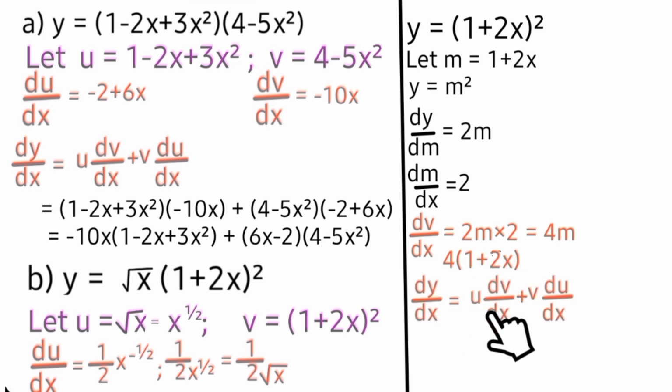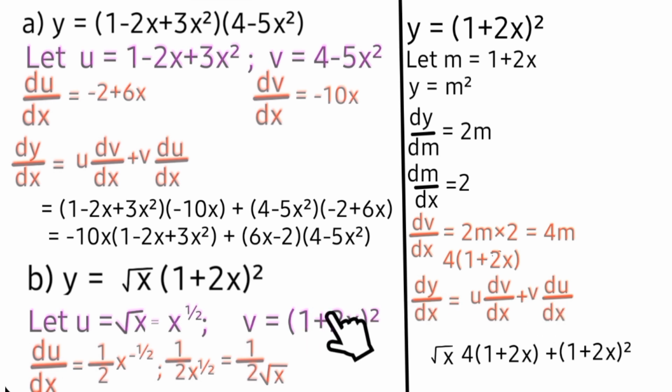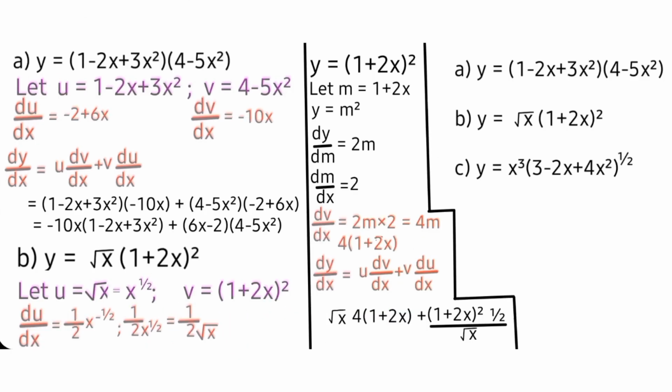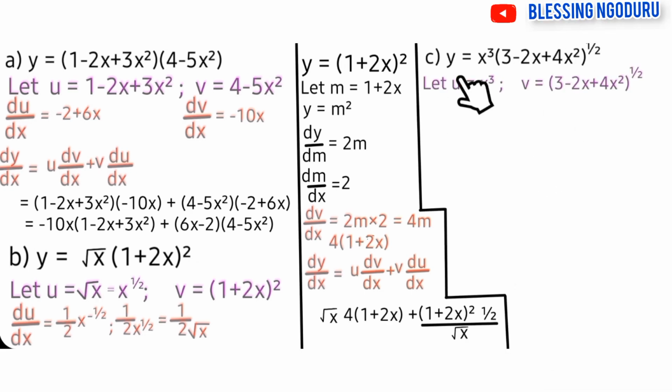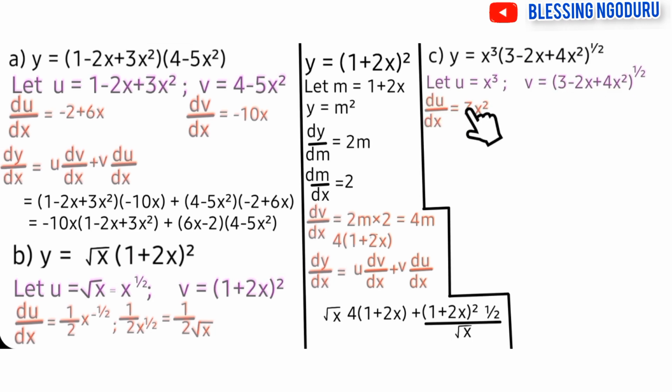Now let's apply the product formula to get dy by dx. We have u multiplied by dv by dx plus v times du by dx. So we succeeded in using the product formula to differentiate this function. Now let's answer the last question. Let u represent x raised to power 3, while v represents all these values, so that du by dx will be 3x squared. That is 3 times x, and then 3 minus 1 gives 2.